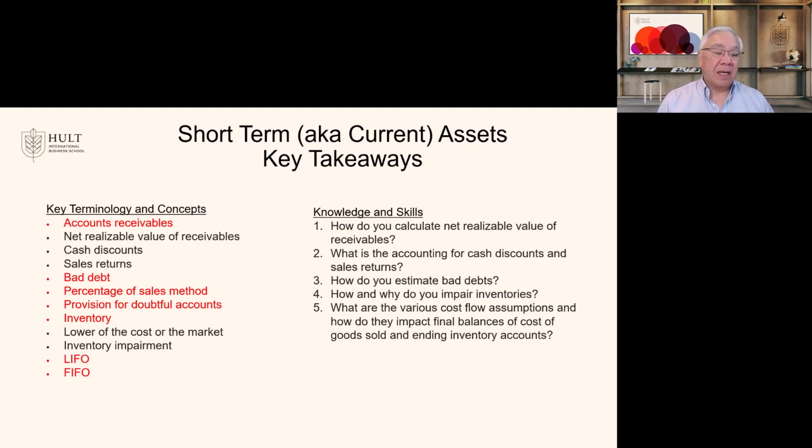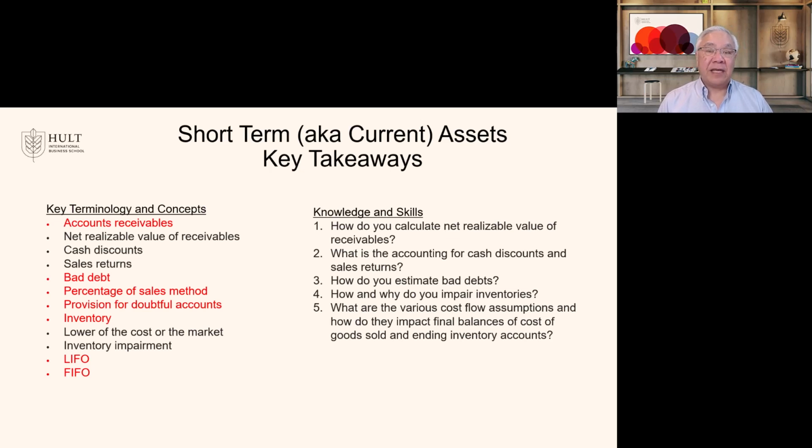Accounts receivable, net realizable value of receivables, cash discount, sales returns, bad debt, percentage of sales method, provision for doubtful accounts, inventory, lower of cost to market, inventory impairment, LIFO, and FIFO. So those are the key terminology. On the right side, we have the knowledge and skills. And again, ask yourself these questions.